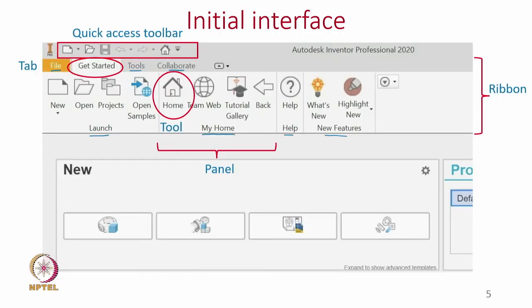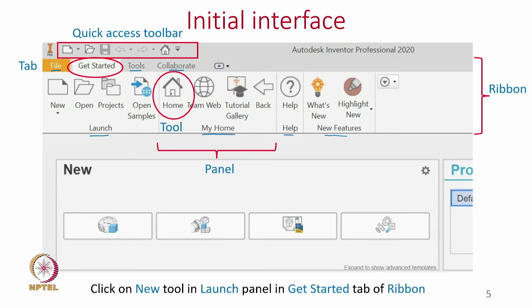Okay. So, let us see what is the first thing you do when you open the software. Let us say you are here to start a new drawing or a new part or a new assembly. There are multiple ways of doing it, but a preferred way is to click on the new tool in the launch panel in the get started tab of the ribbon. So, where is the get started tab? Get started tab is already open. We need to go into the launch panel. So, this is the launch panel. In the launch panel we are asking you to select the new tool. So, where is the new tool? It is here.